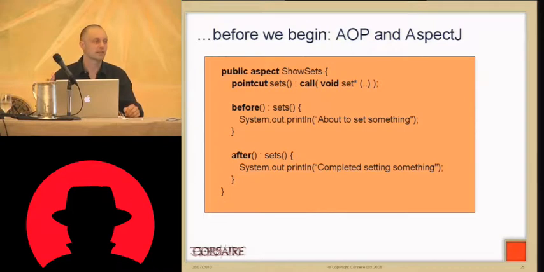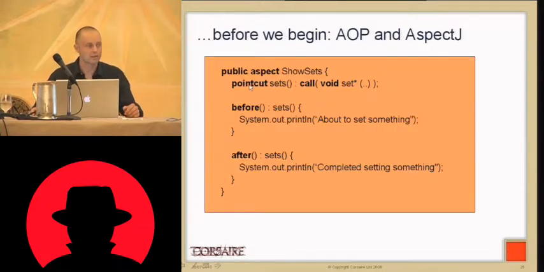Say we had a simple application. We just wanted to print out when we're about to call a method called set something, and we wanted to print out again once that method has finished. This is what AspectJ code would look like.